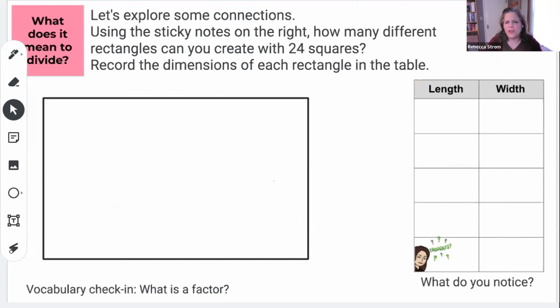So this activity is one that I actually really like. I would literally give out those 24 tiles and I would give them to each pair of students. And the task was create as many rectangles, which we know is really a rectangular array, but for the students, as many rectangles as you can and record the dimensions. So if I gave you 24 squares and your task is to create as many rectangles as possible, what would you think that they're going to find?